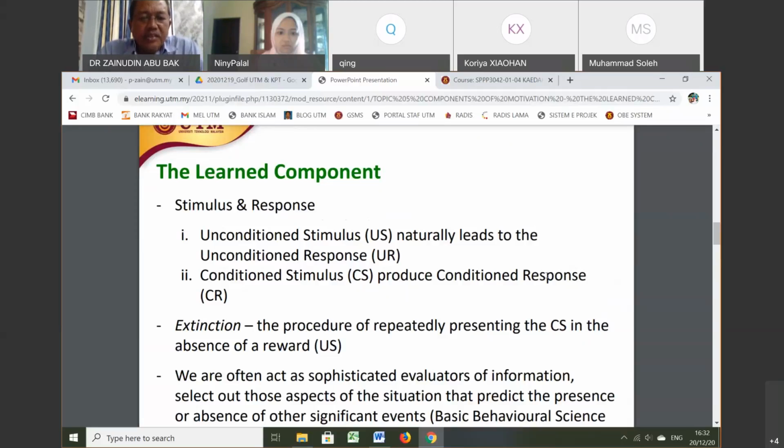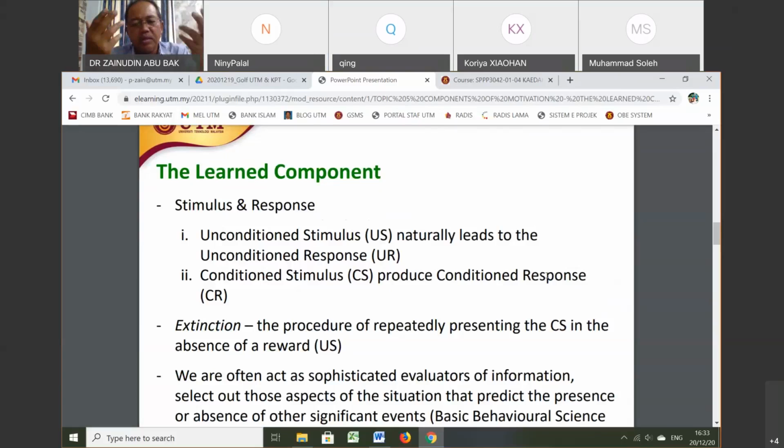Now, the concept of extinction is the procedure of repeatedly presenting the conditioned stimulus in the absence of the unconditioned stimulus. So be careful with the use of rewards. Why do we need to consider this? Because we often act as sophisticated evaluators of information. This is from the behaviorism perspective.